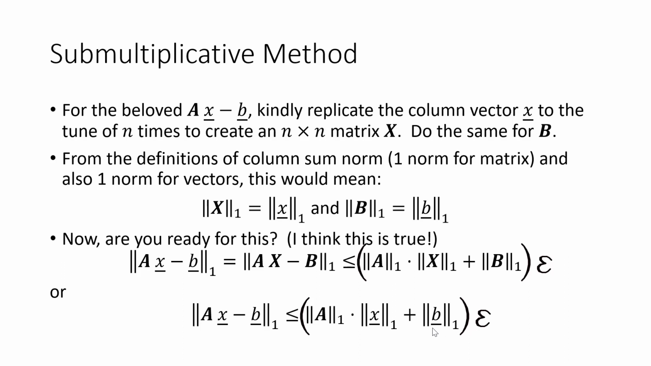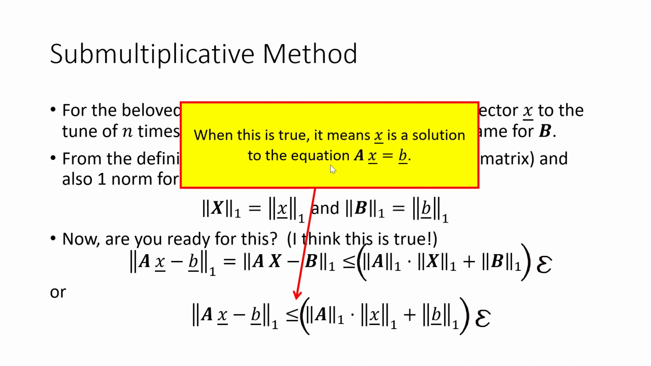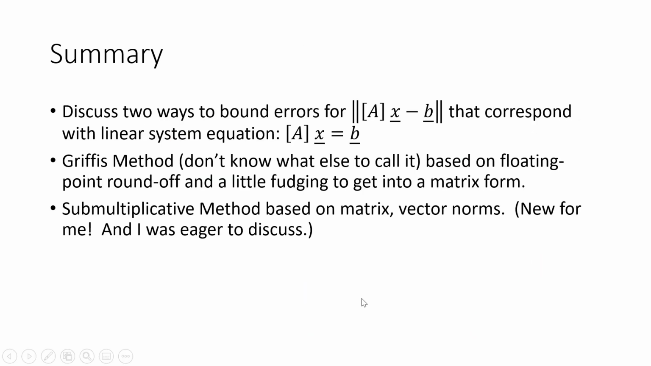Very easily calculated. Remember, when this is true, it means that x is a solution to the equation Ax equals b. So in summary, I've shown two error bounds for Ax minus b that correspond with that very celebrated linear equation Ax equals b. I've shown you my method, which is based on floating point round off, and I did a little finagling or fudging to get it into a matrix form. And then I showed you the submultiplicative method, which is based on matrix and vector norms.